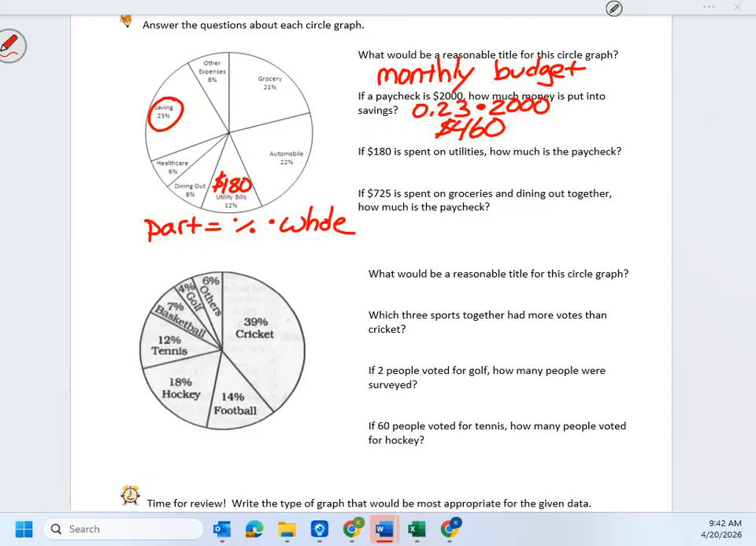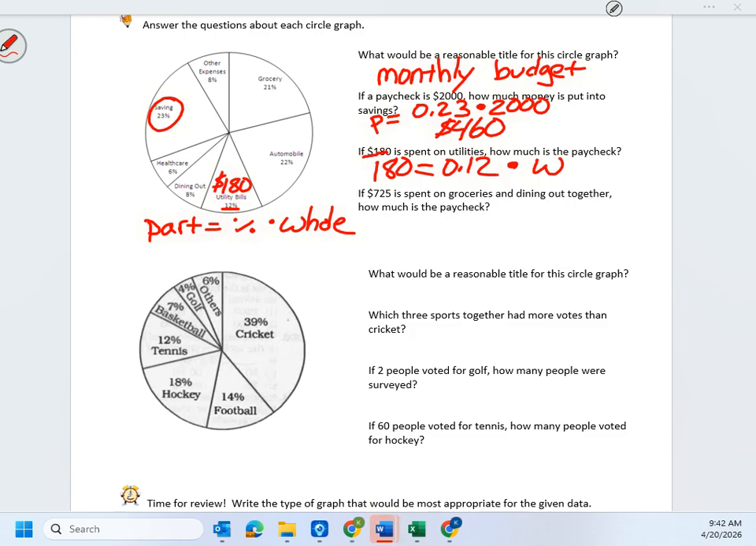Right, so when we looked up here, we wanted to know our part equaled the percent times the whole. Well, now we want to figure out that whole. Do we know our part? Yeah, our part is 180. So 180 equals, do we know the percent? What's our percent? 12%, because those utility bills were 12%. Times, we're looking for the whole amount.